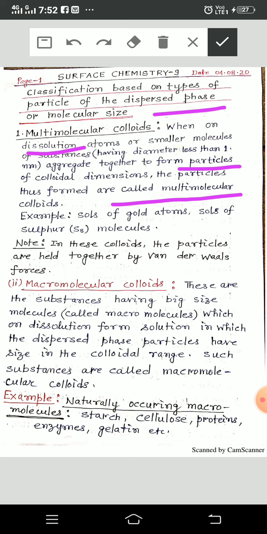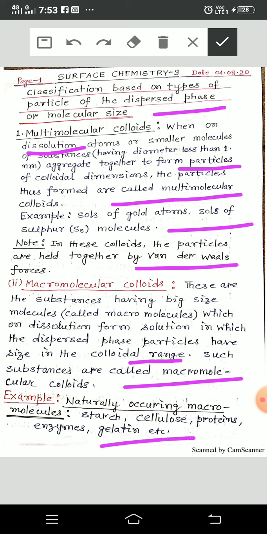Example: sols of gold atoms, sols of sulfur molecules, etc. Note: in these colloids, the particles are held together by van der Waals forces. Now, macromolecular colloids. These are the substances having big size molecules called macromolecules, which on dissolution form solution in which the dispersed phase particles have size in the colloidal range. Such substances are called macromolecular colloids. Example: naturally occurring macromolecules: starch, cellulose, proteins, enzymes, gelatin, etc.